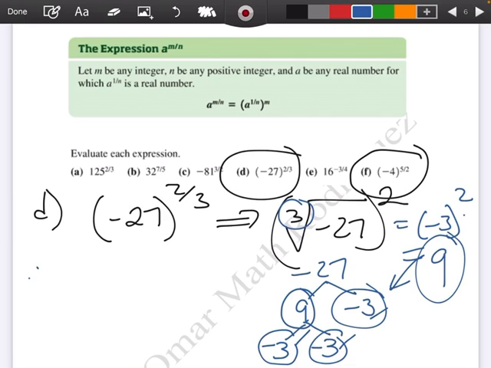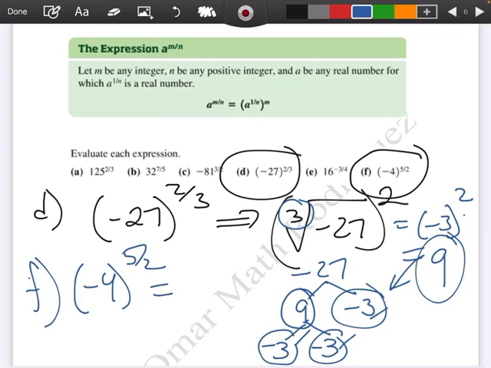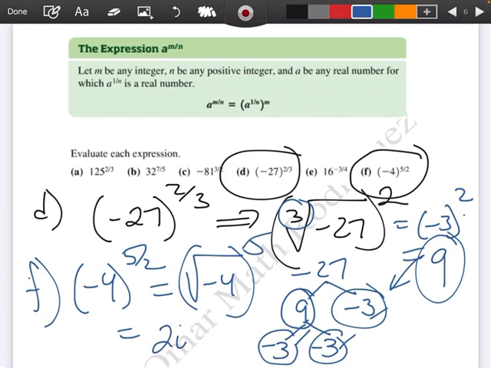Now, for part F, we have negative 4 to the power 5/2. Now, negative 4 to the power 5/2 is going to be the square root of negative 4 all raised to the 5th. Now, the square root of negative 4, y'all, is not a real number, right? That's when I get the 2i business.